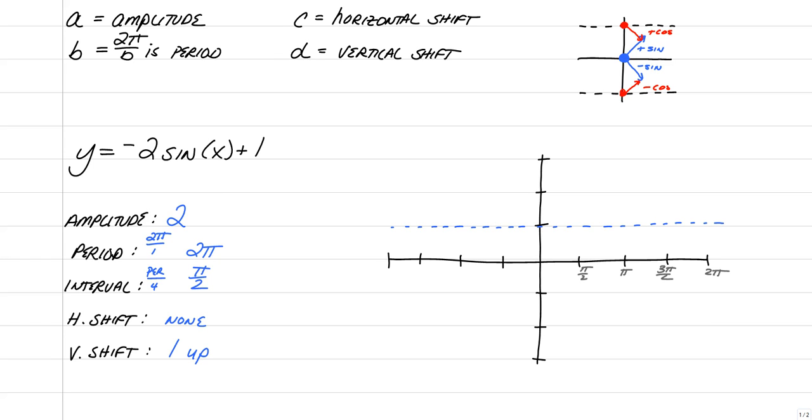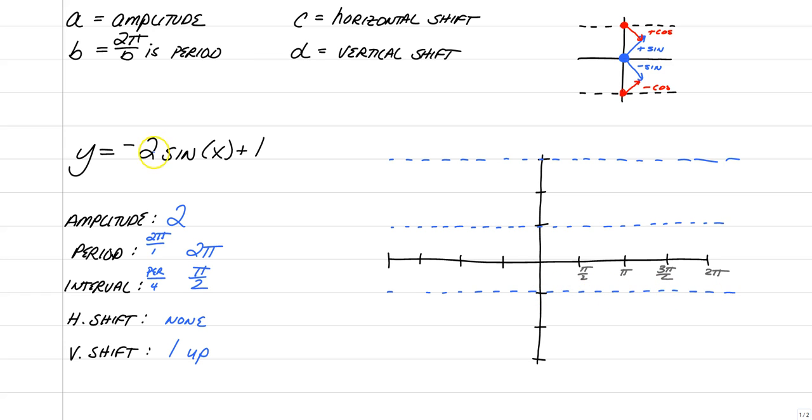Our amplitude is what we would graph next. So the first thing, like I said, mark out your x tick marks. Second step, graph your node line. Third, mark out your top and bottom, which is your amplitude. Remember, the amplitude is how far above, so it's 2 units above, and 2 units below your node line.